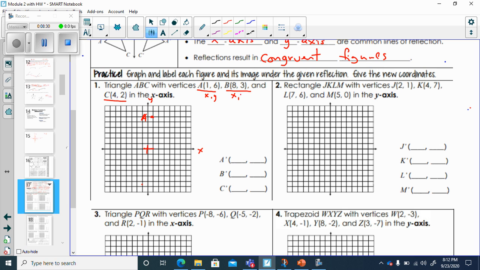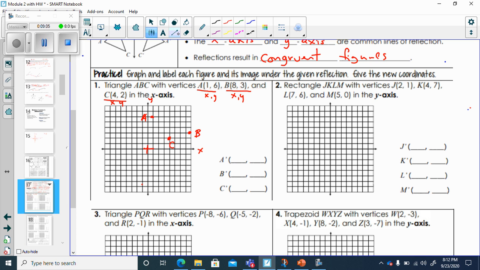B is at 8, 3. Here's your x, here's your y. So we start here at 0, 0 at the origin, and we go over 8 on the x-axis. So let's count. 1, 2, 3, 4, 5, 6, 7, 8. Then we go up 3. 1, 2, 3, because it's a positive 3. Here's where my B point is. And then C is at 4, 2. This is your x, that's your y. So we start here at the origin, and we go over 4. 1, 2, 3, 4, and then we go up 2. All right? A, B, and C.